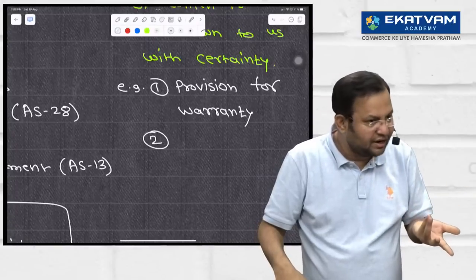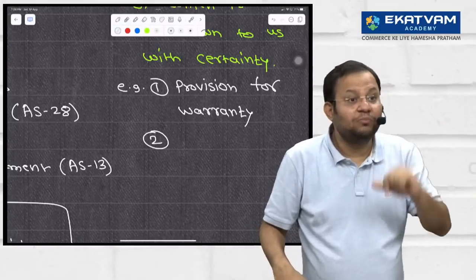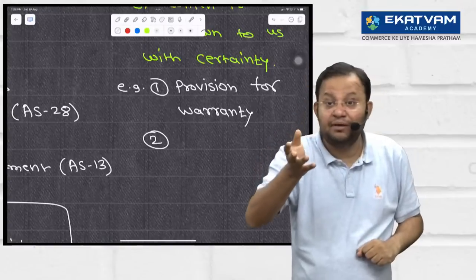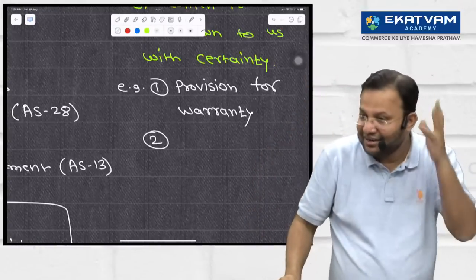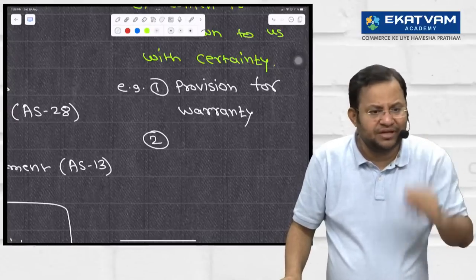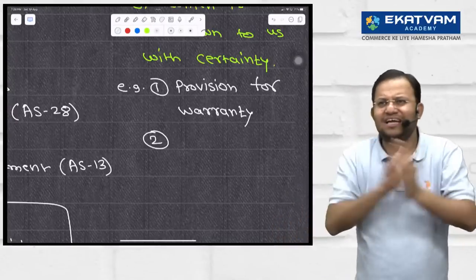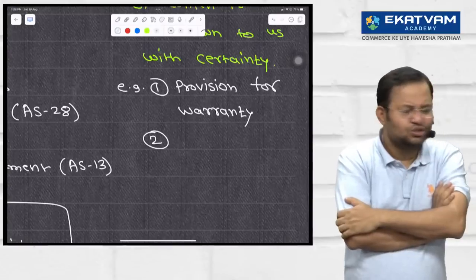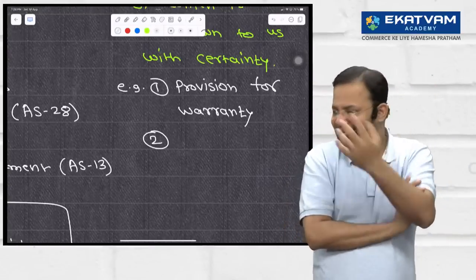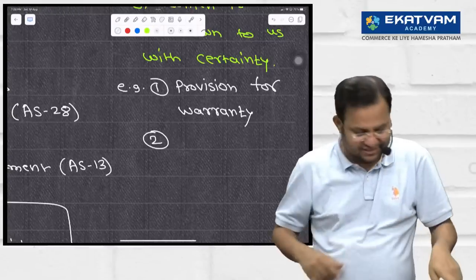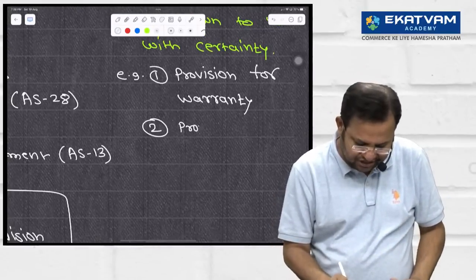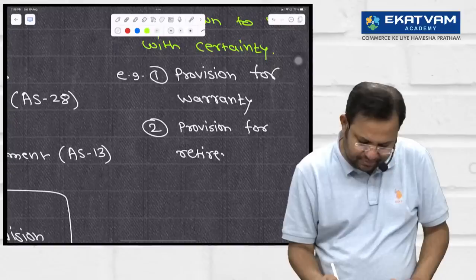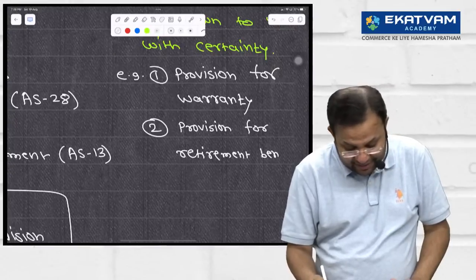Because you can die also, before retirement. After retirement, I have to pay you pension. I don't know when you will die after retirement. I don't know what will be your salary at the time of retirement, because pension depends on salary at the time of retirement. Gratuity amount depends on pension. Do I know exactly how much is a pension? Do I know exactly how much is retirement benefit? So what do I do? I make an estimate for retirement benefit. So provision for retirement benefit. But I know there is a liability.